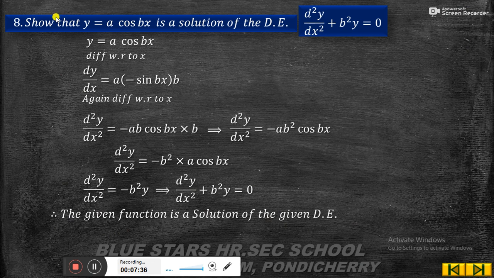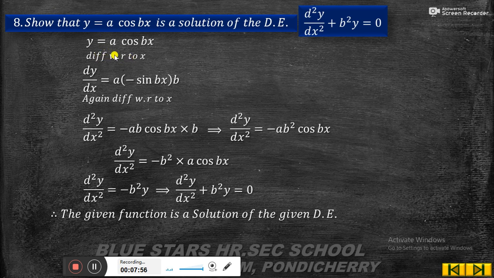So you see here, this is the 8th problem. Show that y equal to a cos bx is a solution of the differential equation. Now we will prove y equal to a cos bx is the solution of the differential equation d square y by dx square plus b square y equal to 0. You see here, y equal to a cos bx, this is the solution. So differentiate with respect to x.